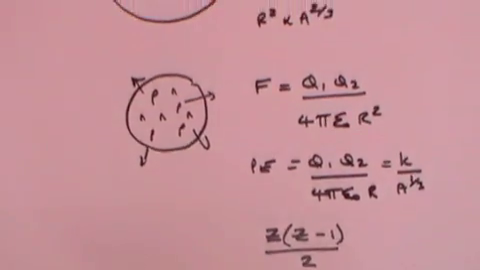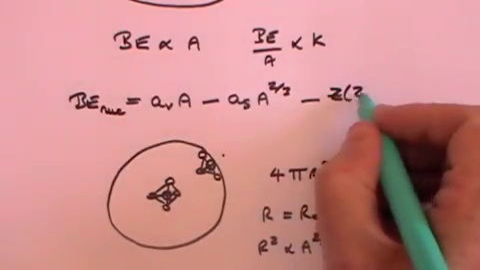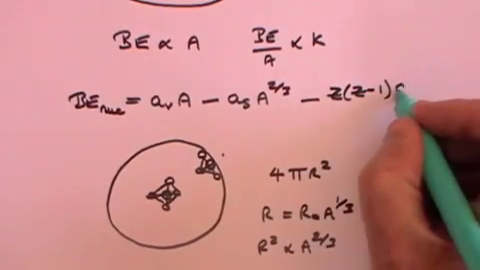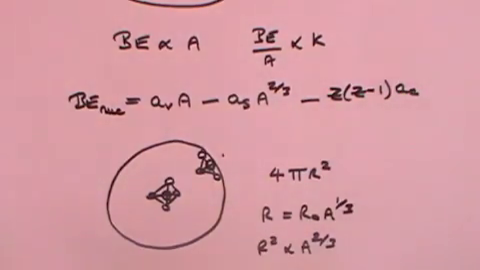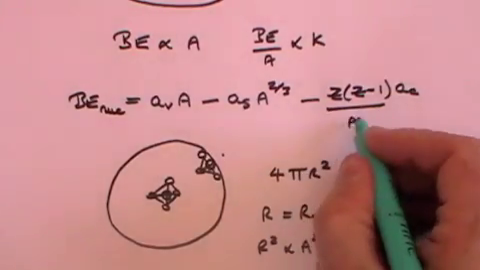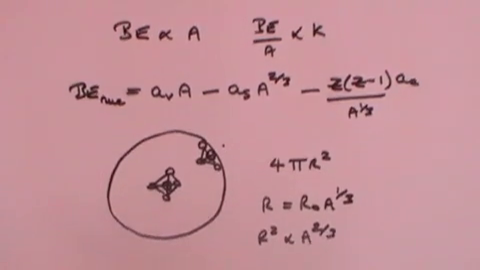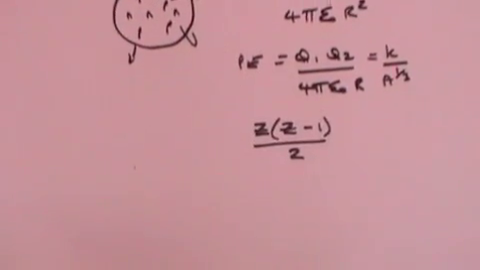So now we need this minus term here, which is Z into Z minus 1 times a constant, which we'll call AC, that's the Coulomb constant, divided by A to the 1/3. And that is the classical bit done. But there are 2 more, as it were, quantum mechanical corrections to be made.